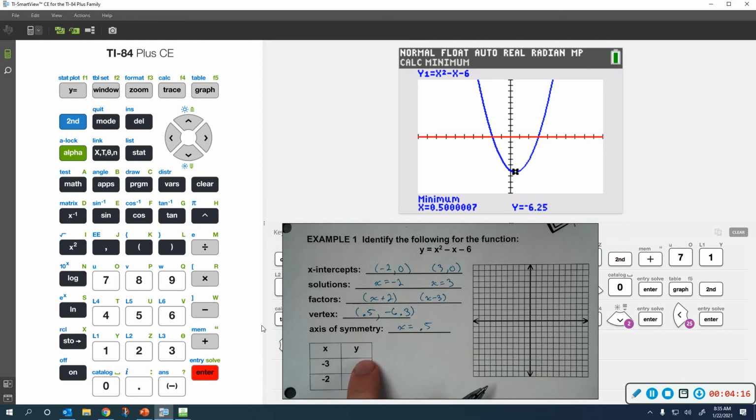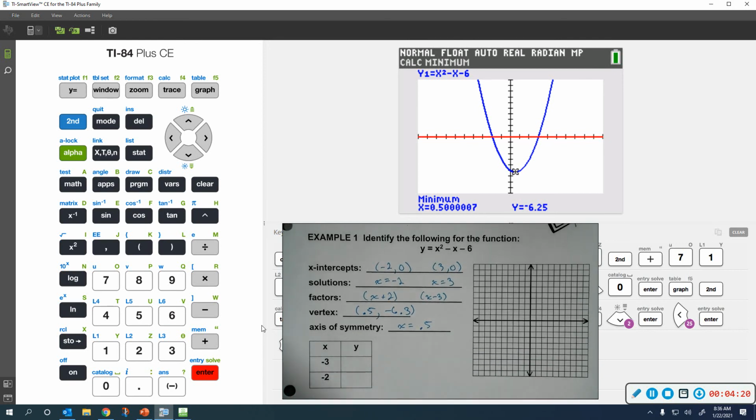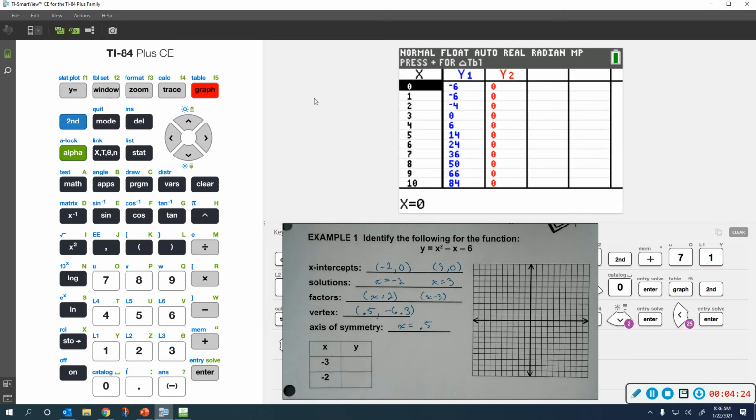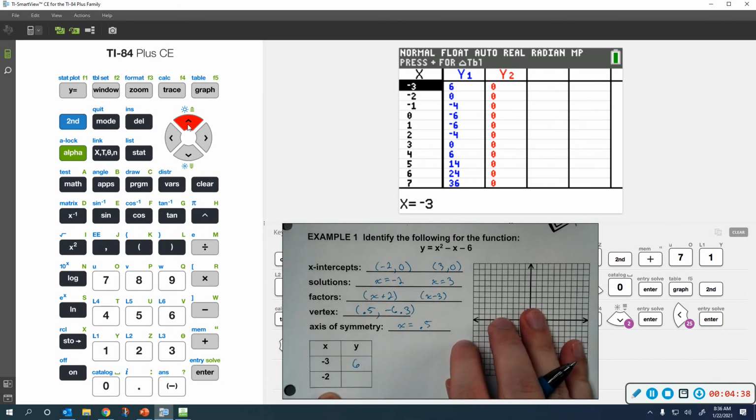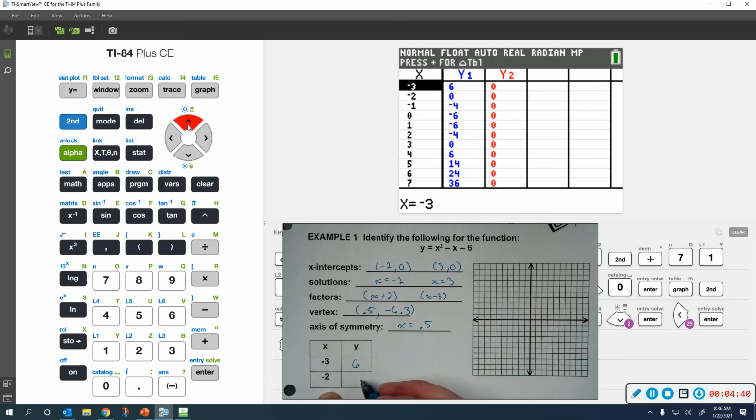All right, and if we need points, we already have it graphed. So go to second graph, that pulls up your table, and let's fill in the values where x is -3 and -2. We have to scroll up a little bit. At x = -3, we have the y value as 6. At x = -2, we have the y value at 0.